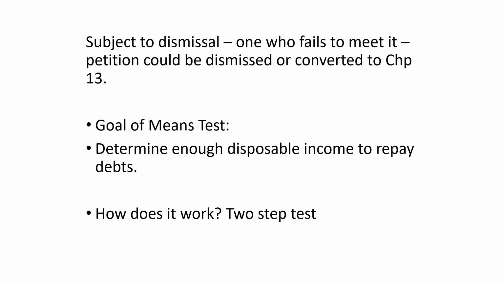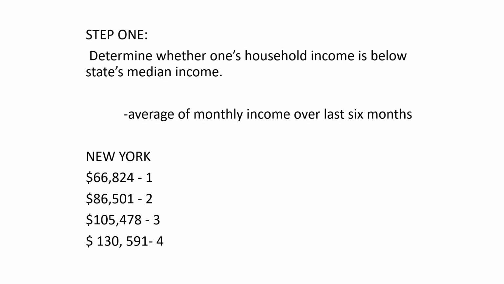So how does it work? It's actually a two-part process. I shouldn't say it's a two-part test. It's actually, there's step 1. If you meet step 1 and you're within the means test, you can file for Chapter 7. If you're above the threshold, then you have to go to step 2.